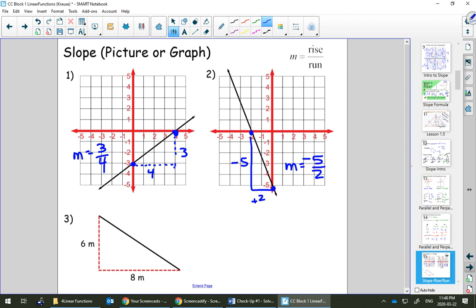Question number 3, it's going down to the right. So this is a negative slope. And so my slope is negative 6 over 8, which can be reduced to lowest terms, negative 3 over 4.